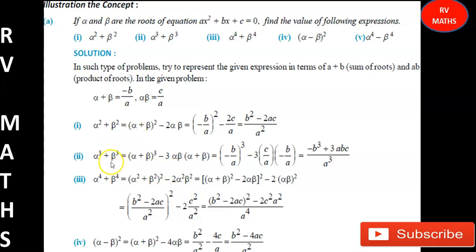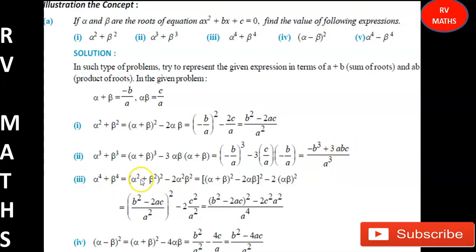Similarly, alpha cube plus beta cube can be written as alpha plus beta whole cube minus 3 alpha beta into alpha plus beta. Again, it's an algebra formula, and we know the value of alpha plus beta, substitute minus b by a, and we know the value of alpha into beta, c by a. Simplify, you will get minus b cube plus 3abc by a cube.